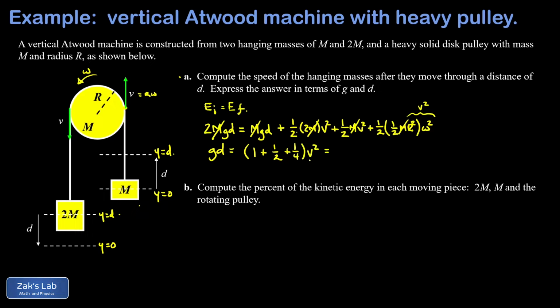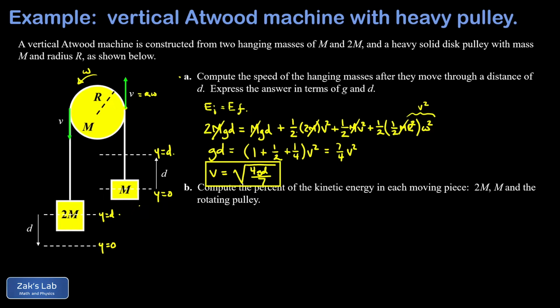So we'll combine our fractions with a common denominator of 4. 1/4 plus 2/4, that's the same as a half. So that gives me 3/4, and then plus the number 1, which is 4/4. So I end up with 7/4 v squared. And now we're just about to solve for v. We have to multiply both sides by 4/7 and square root the result. So I end up with a 4gd over 7 square rooted.